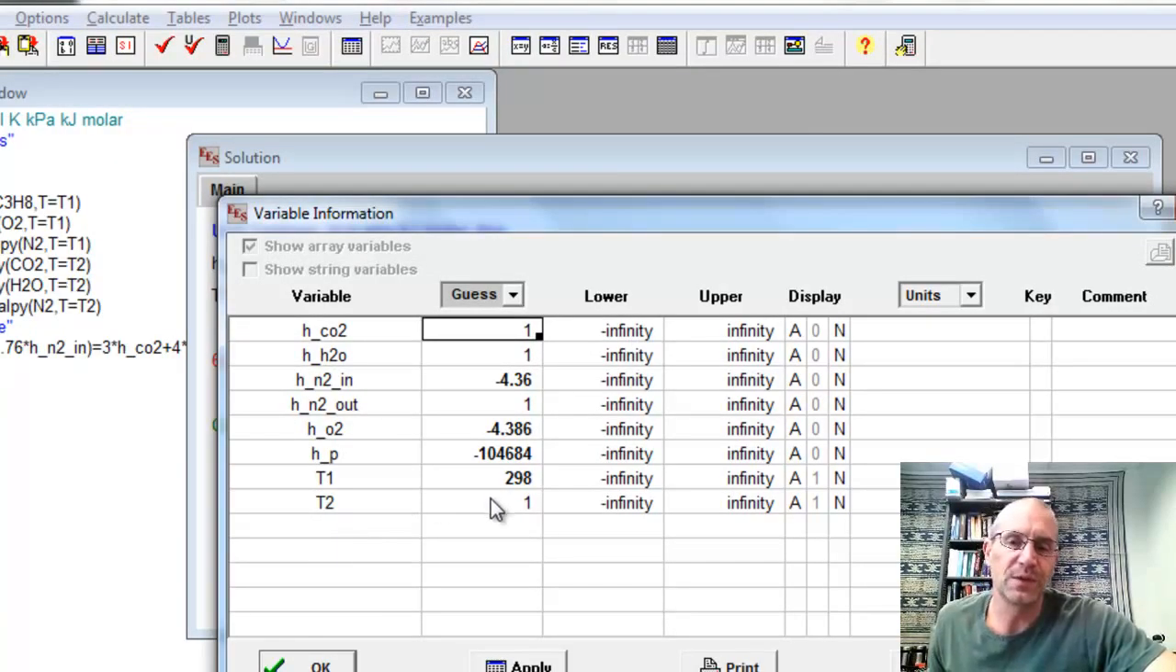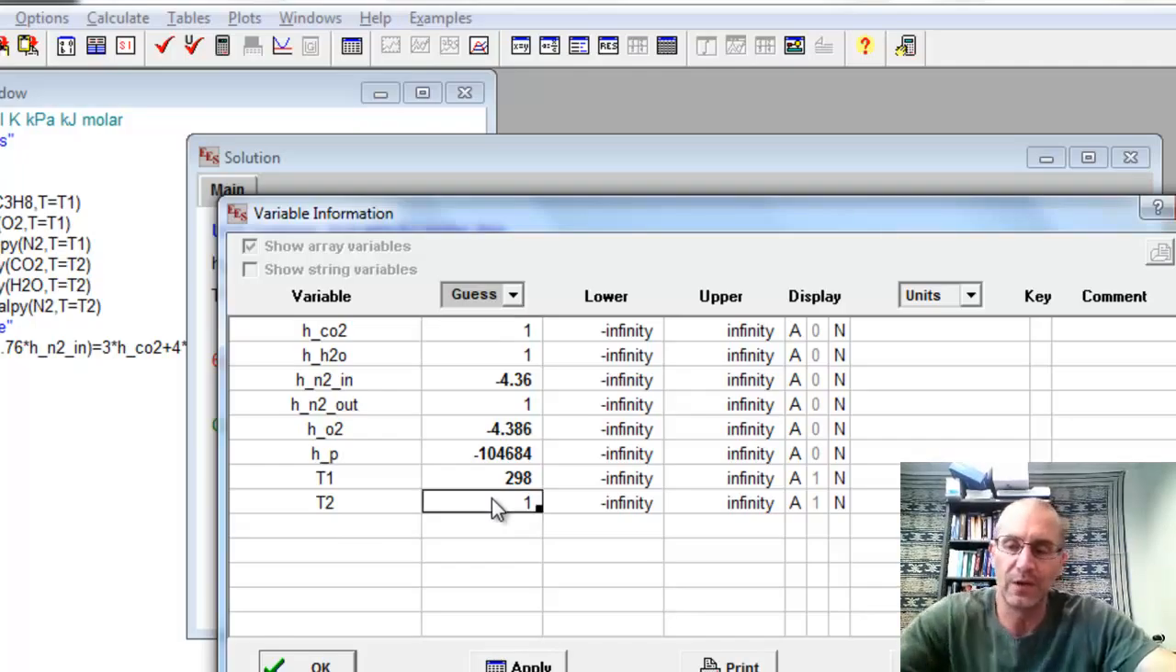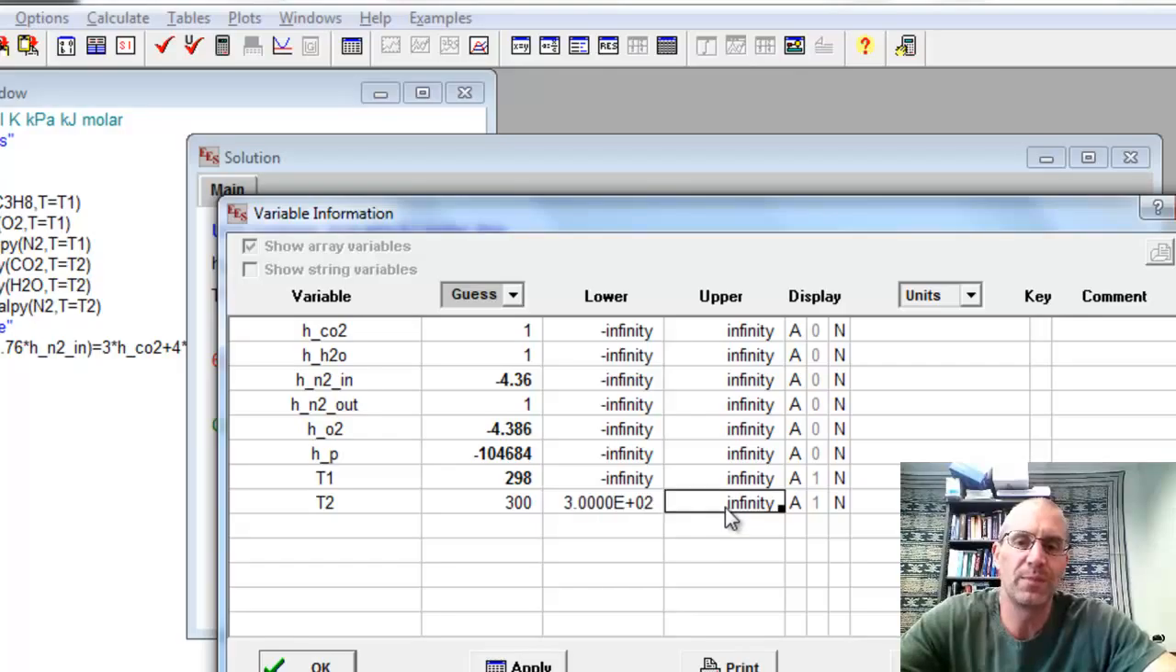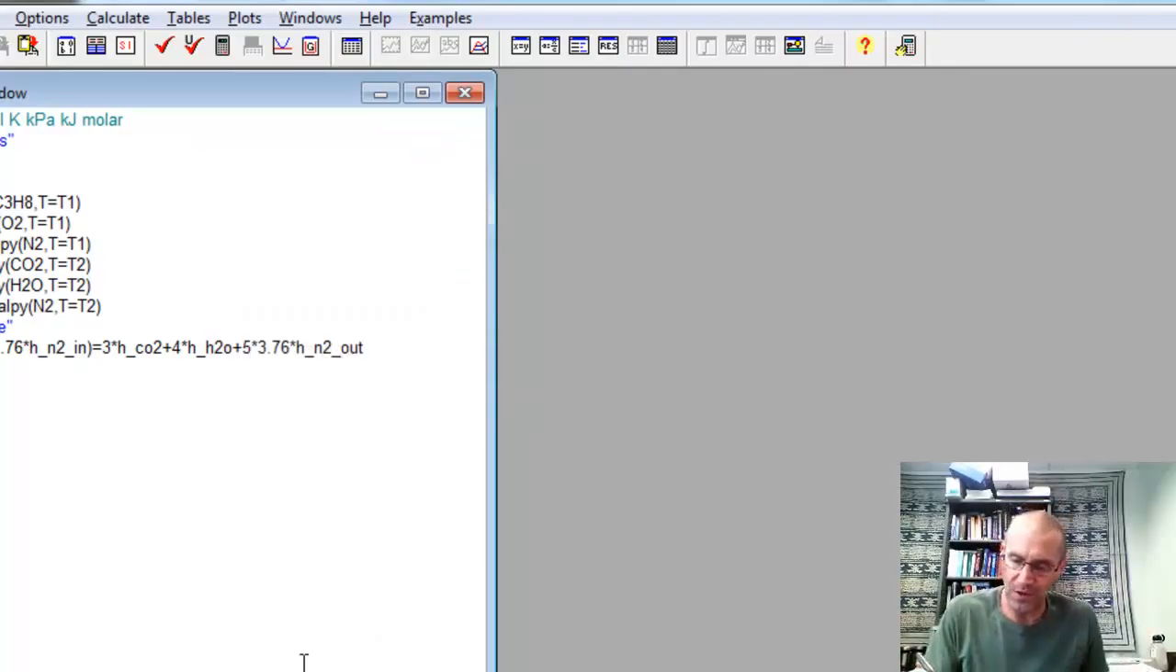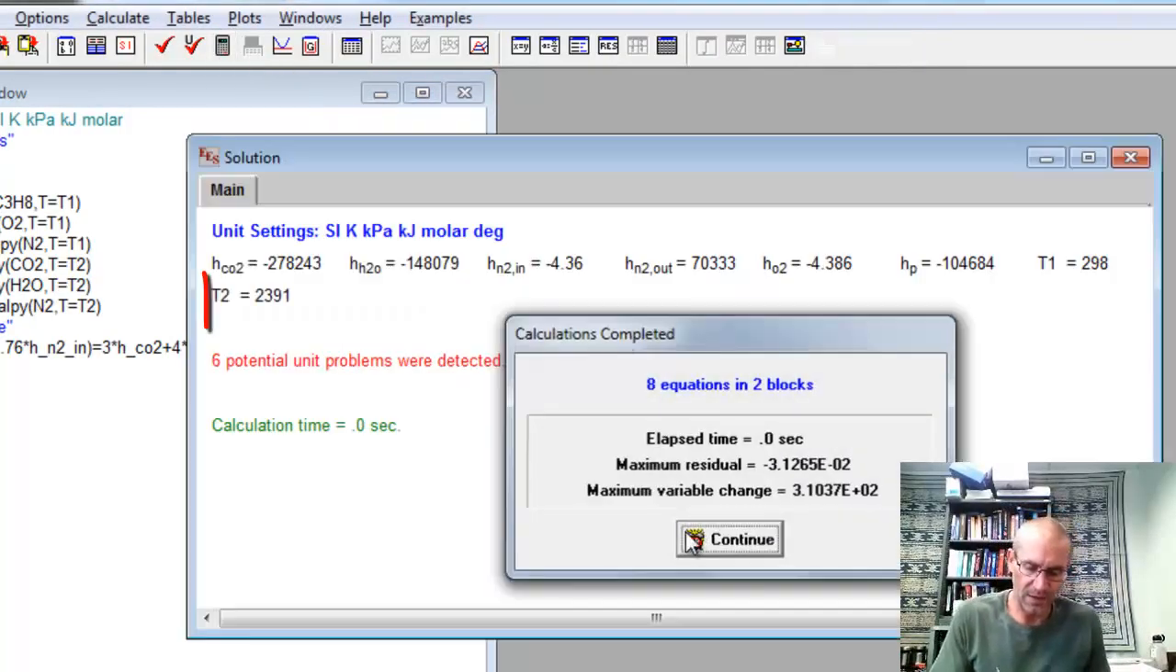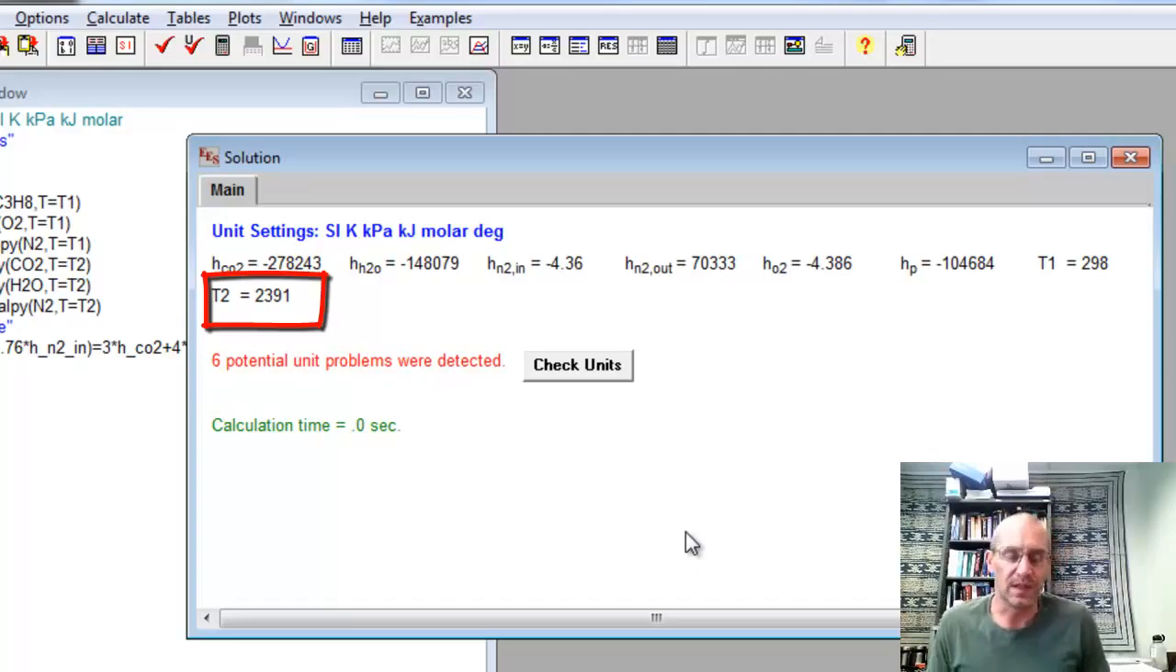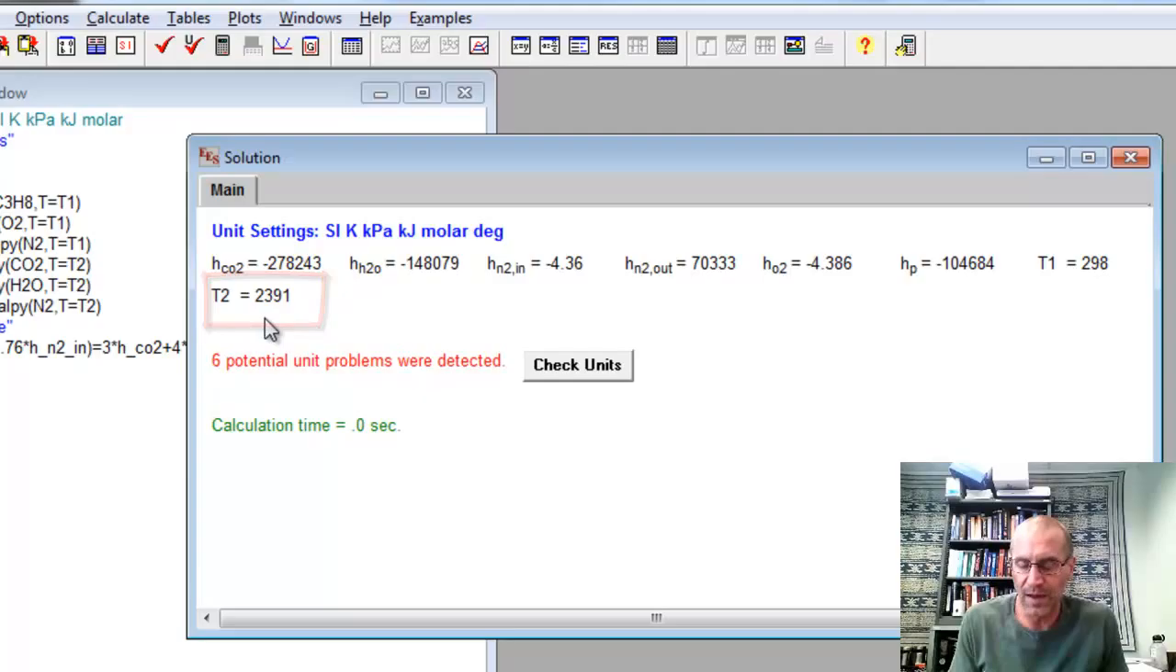Here's your value of T2, and look at it, it's guessing a value of 1. Well, we clearly know it has to be at least 298, or probably at least 300. So we would set the limits. It's 300, and it might be as high as 3,000, I don't know. But I'm going to put some limits on that value, and then calculate this and see if I get a new value that makes more sense. Now I see, here it is, T2 is 2391. That's a much more sane value, and that's what you expect for adiabatic flame temperature, on the order of a few thousand degrees, pretty hot.